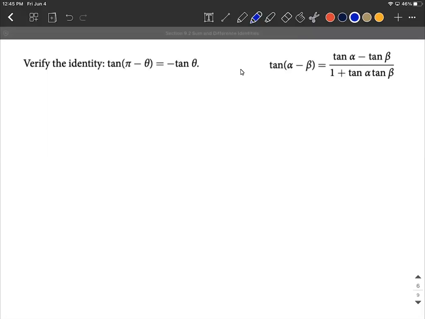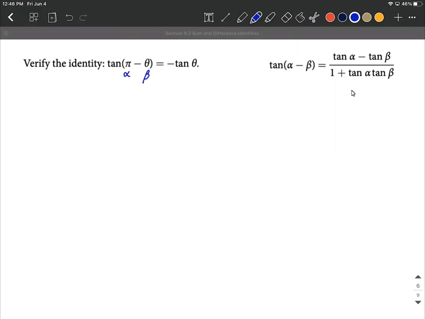Okay, let's try to verify this identity that tangent of pi minus theta is equal to the negative tangent of theta. So to do so, what I'm going to do is start with the left-hand side and use our difference formula or difference identity for tangent. So basically fill in to the left-hand side. I'm going to identify that pi is going to be our alpha and theta is going to be filled in where our beta is over in the formula.